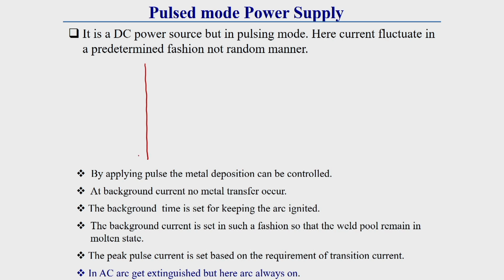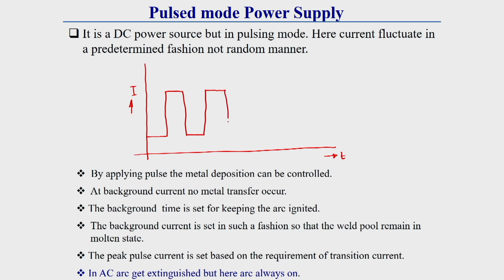Generally, pulse mode power supply is a DC power supply. Here the transient variation of current is pulsing in nature. How it looks, I am just showing it roughly. So this is generally the pulsing mode of power output, that means this is a pulse mode.